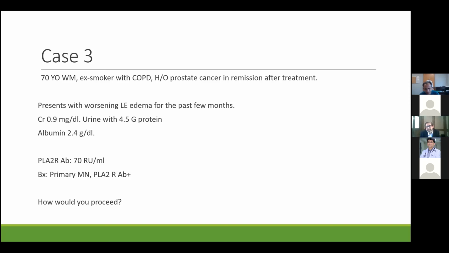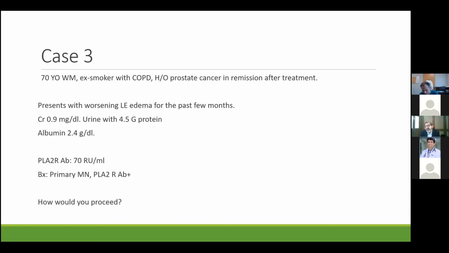To be honest, we're not talking about the non-immunosuppressive management of these patients, but anyone who has PLA2R antibody-related membranous, I still put them through a full cancer surveillance. And in this particular case, we have already sent him to his urologist to have a full evaluation to make sure that his prostate cancer indeed is in remission.